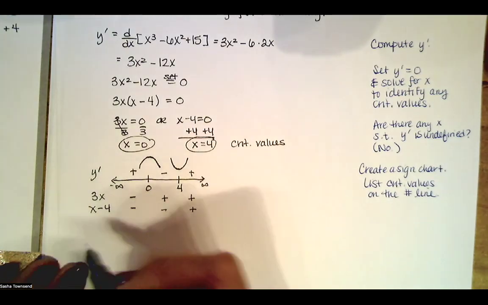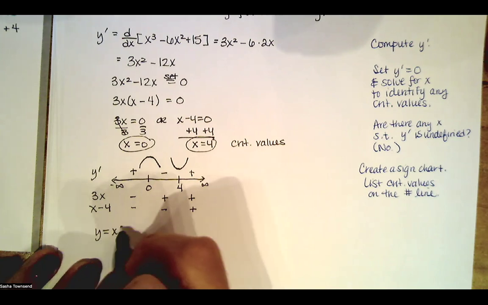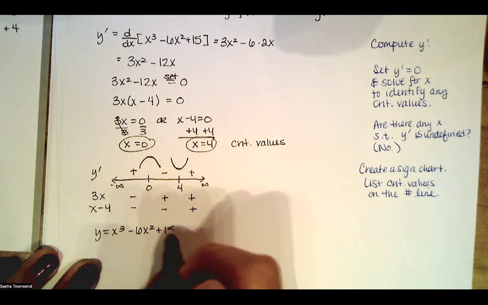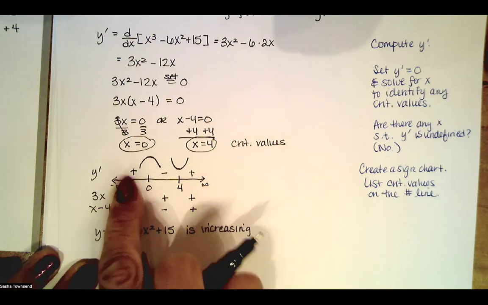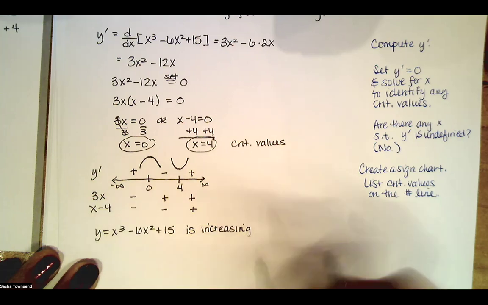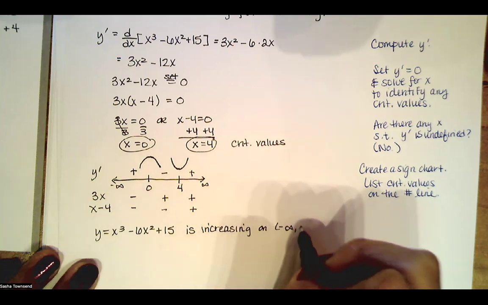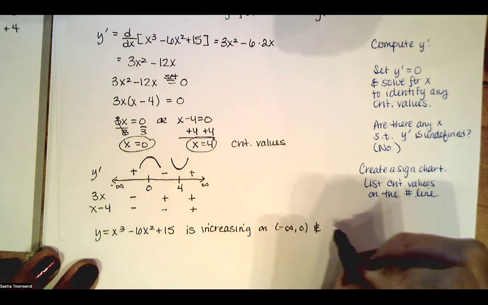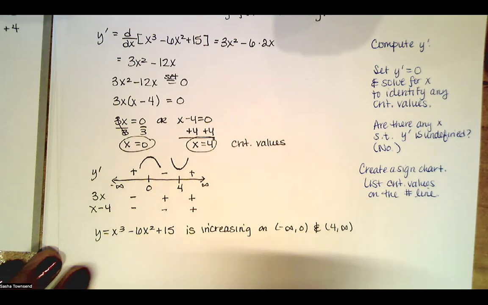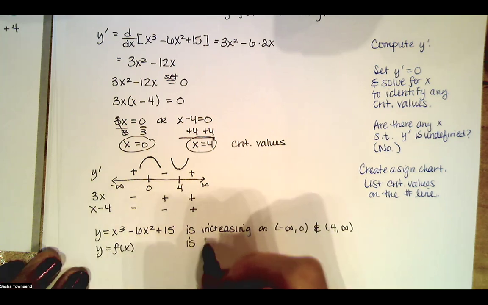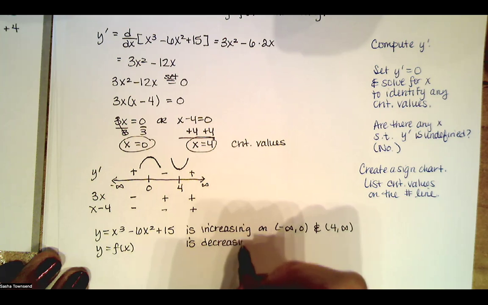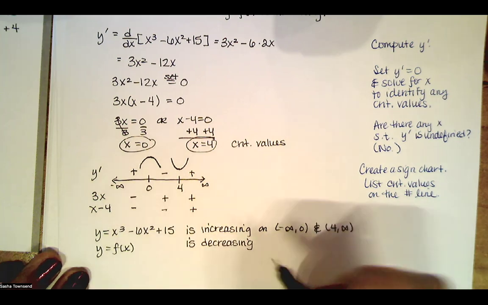So the question says, find the intervals where f is increasing. So y equals x cubed minus 6x squared plus 15 is increasing on this interval and this interval. So negative infinity to 0 and 4 to infinity. And the same function is decreasing when the derivative is negative. So it's decreasing on that interval there.